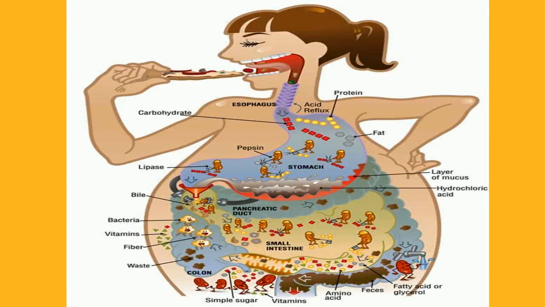In the stomach, the food mixes with gastric juices, and in the small intestines, the digestible carbohydrates will change to simple sugars by action of the pancreatic amylase and absorbed into the blood.